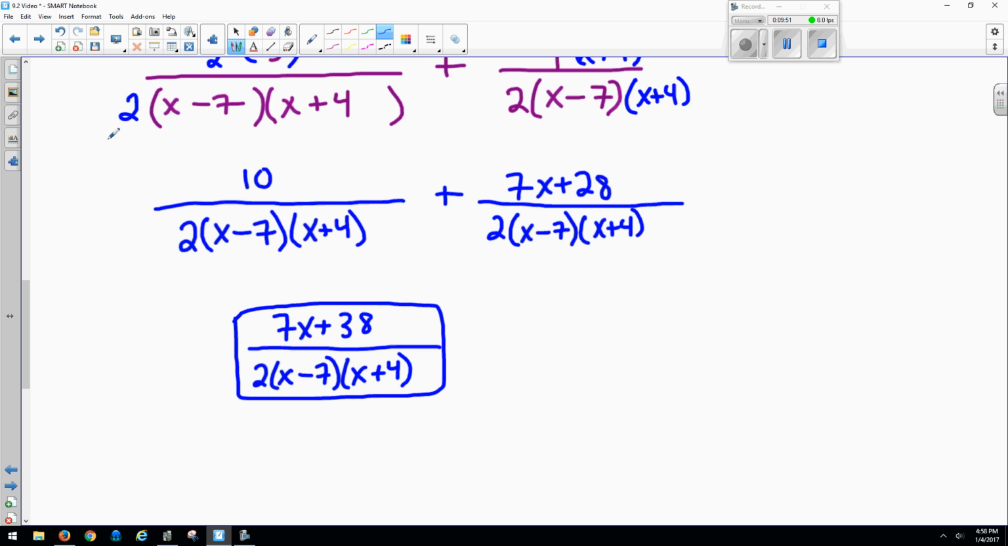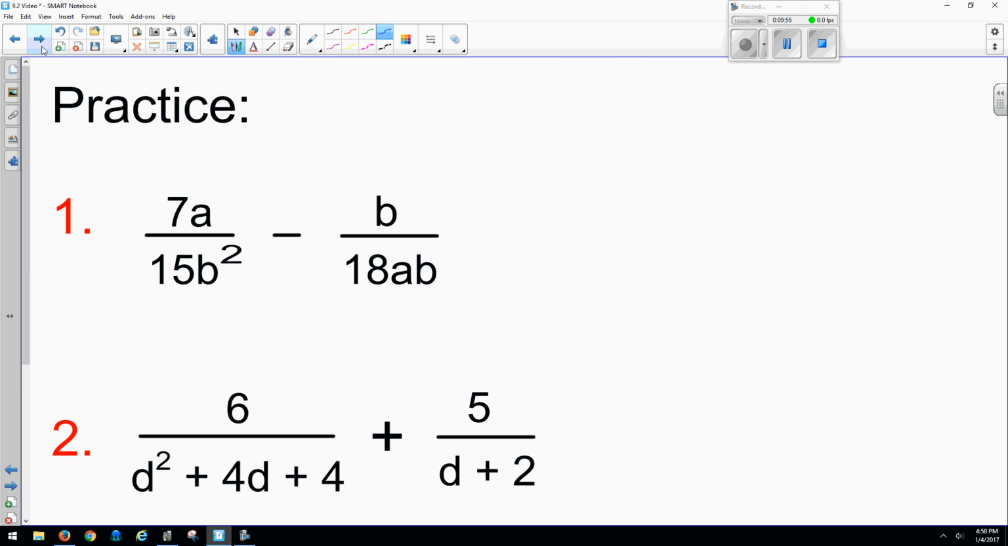I'm going to give you 2 of these to try on your own, and I will be checking these, so make sure you try them both, and we will talk about this in class.